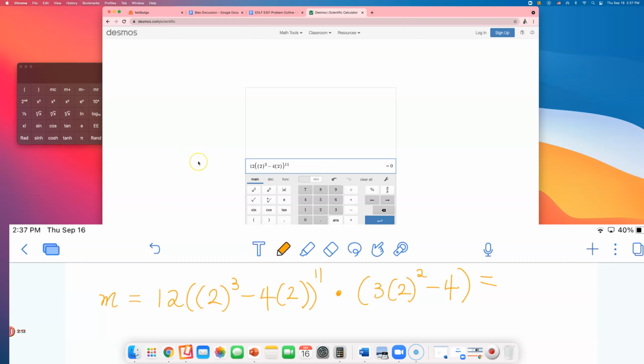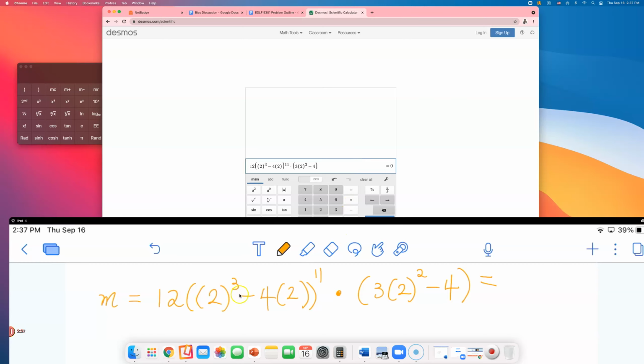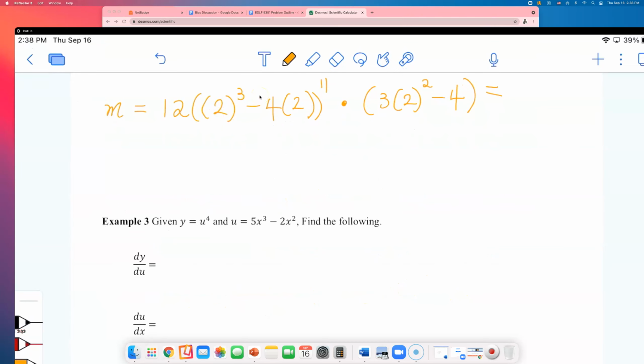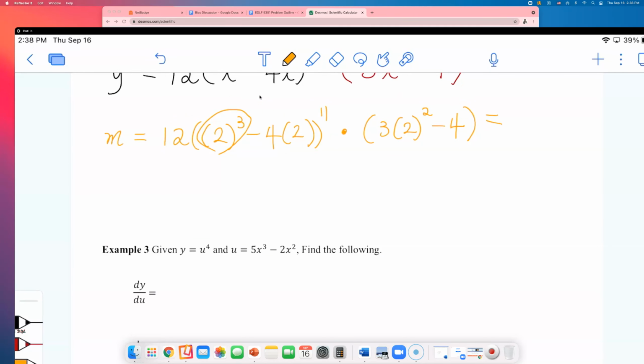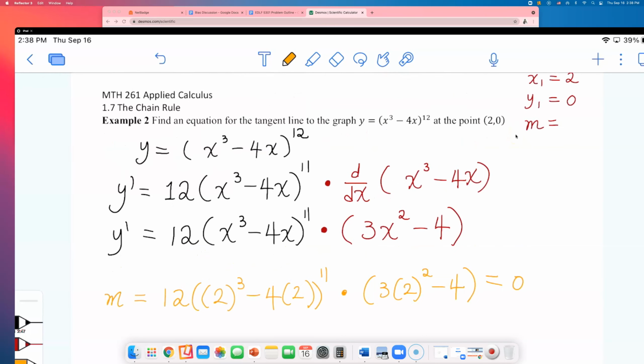I'm so worried. Raising something to the 11th power, that's going to be so big. What will happen? 3 times 2 squared minus 4. Hey, that came out to be 0. Well, what happened? That's 8. See this part right there? That was 8. This is 8. And this is 8. So when they did 8 minus 8, the inside part came out to be 0. And when you multiply anything by 0, that came out to be 0. Oh, how cool. Okay, so the slope is 0.